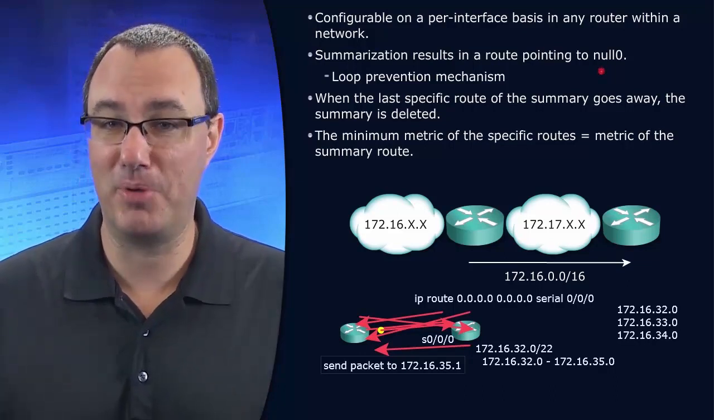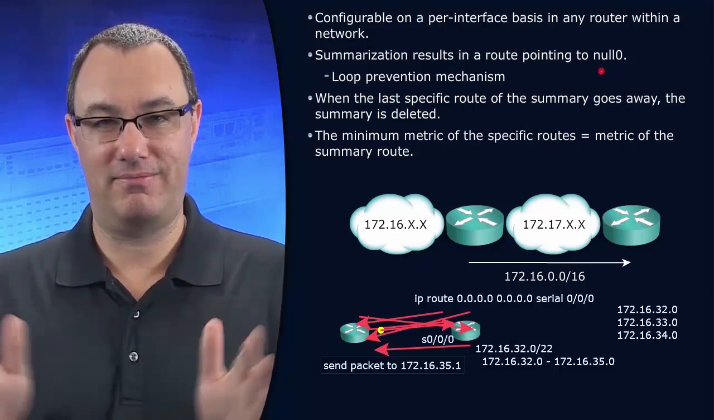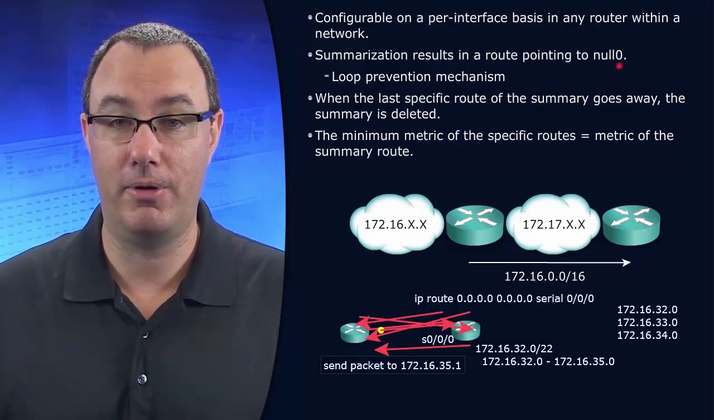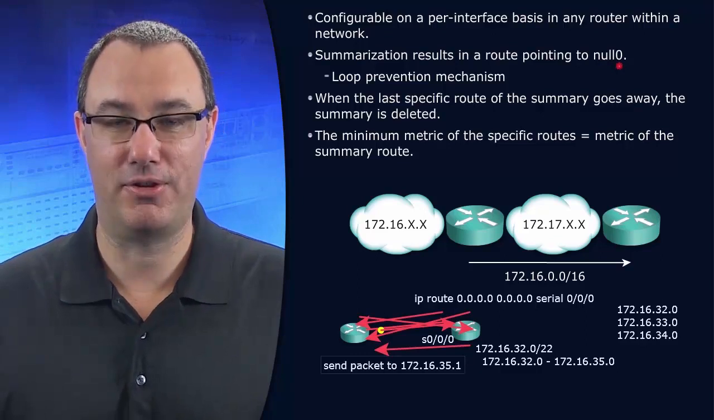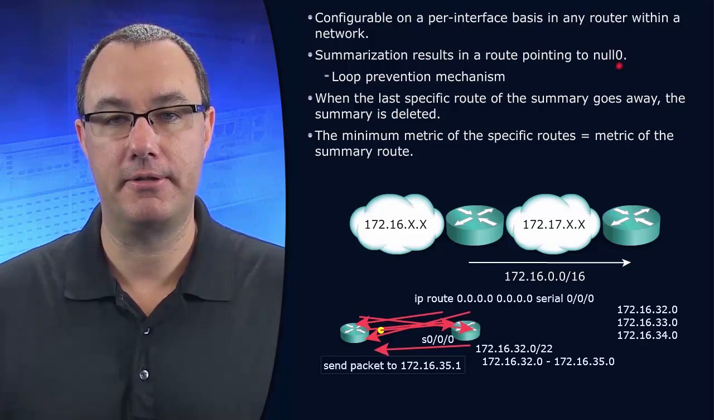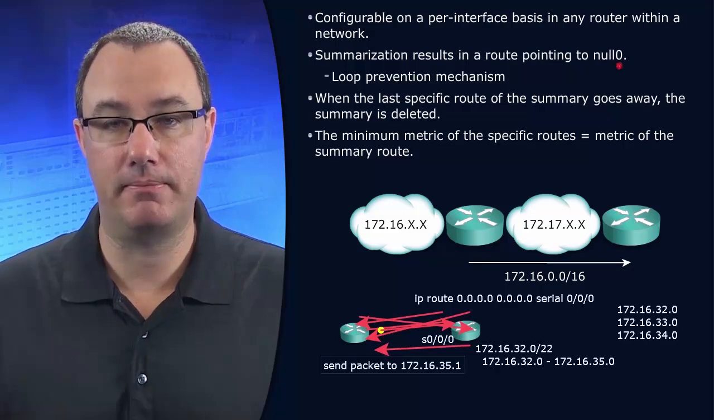So that's a very important and very confusing behavior. All of this said, all you have to do is go, oh, I got some routes to null zero. Those are built for loop prevention by the routing process, and I need to be hands off. Do not be mistaken that this is a problem. It, in fact, is necessary behavior.